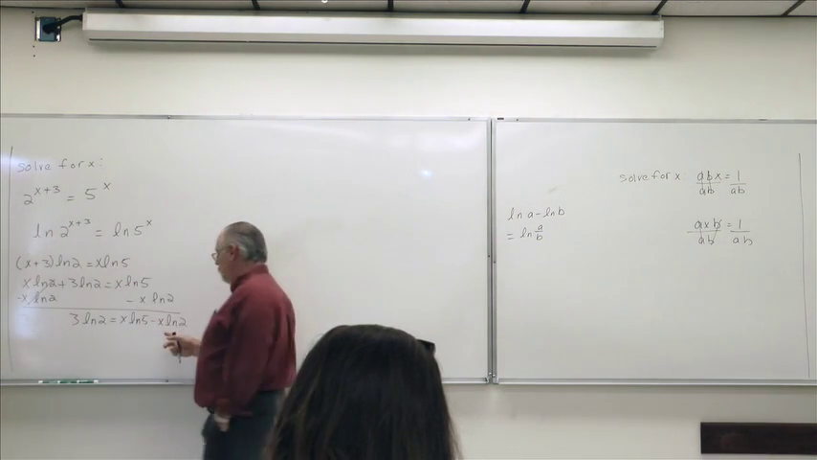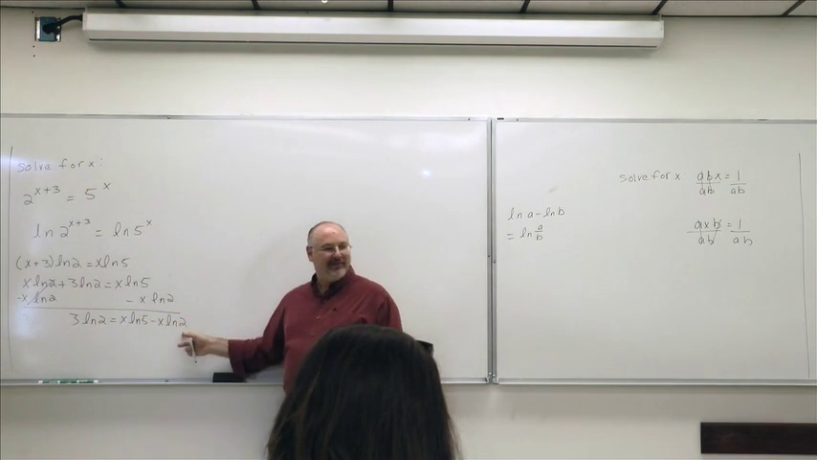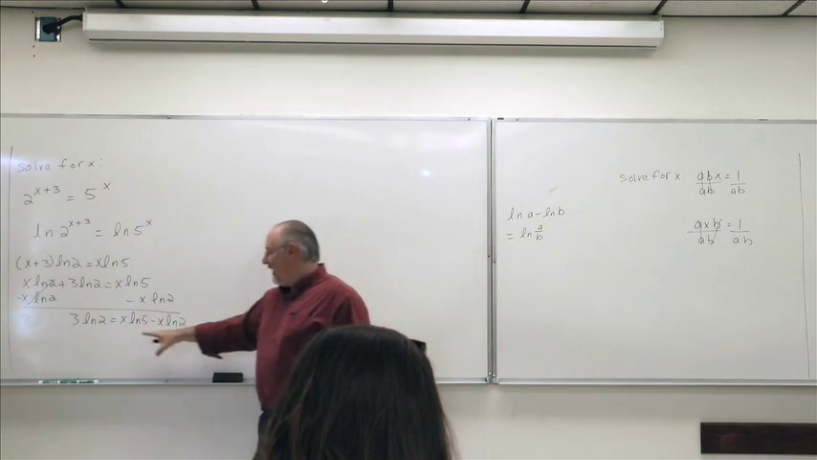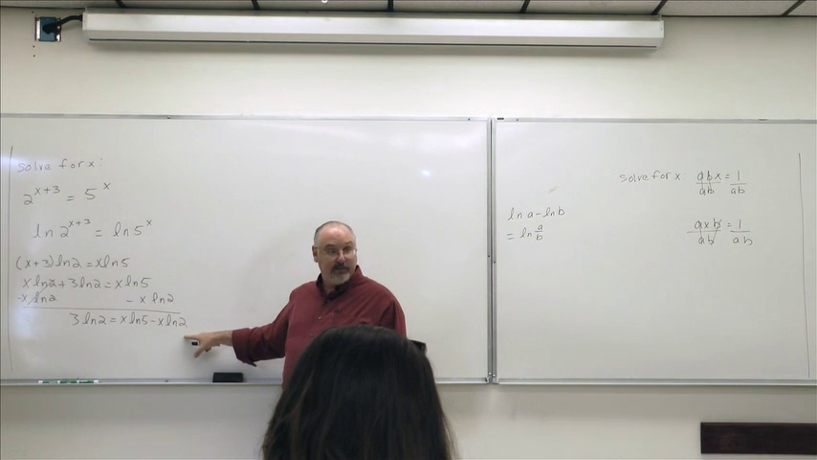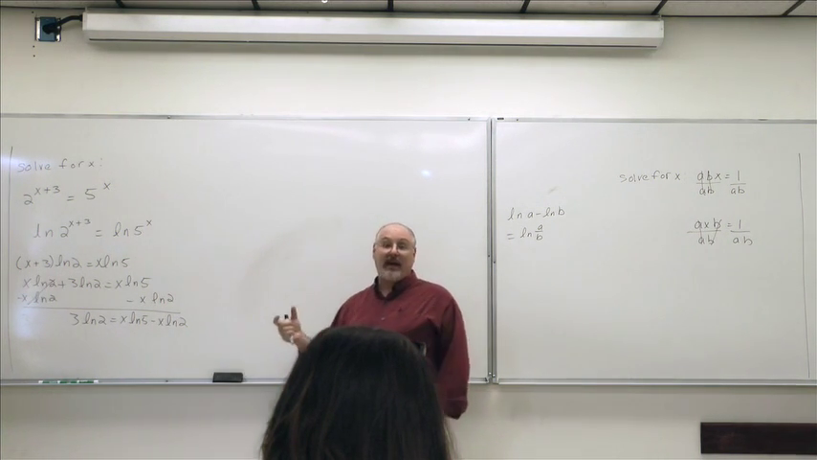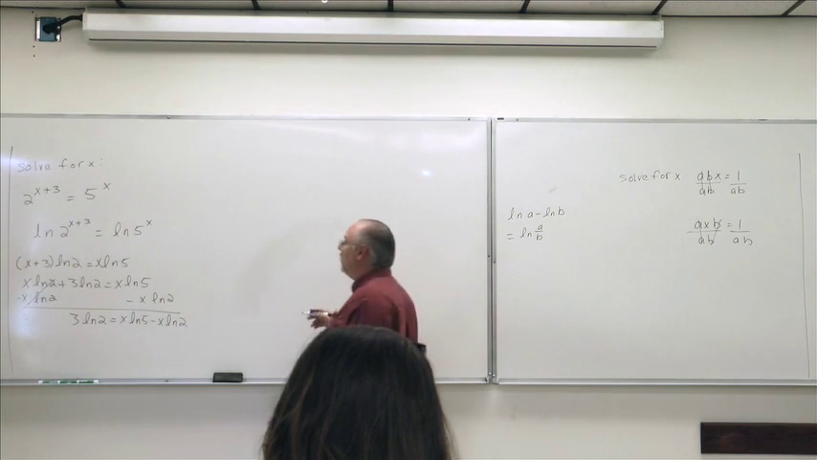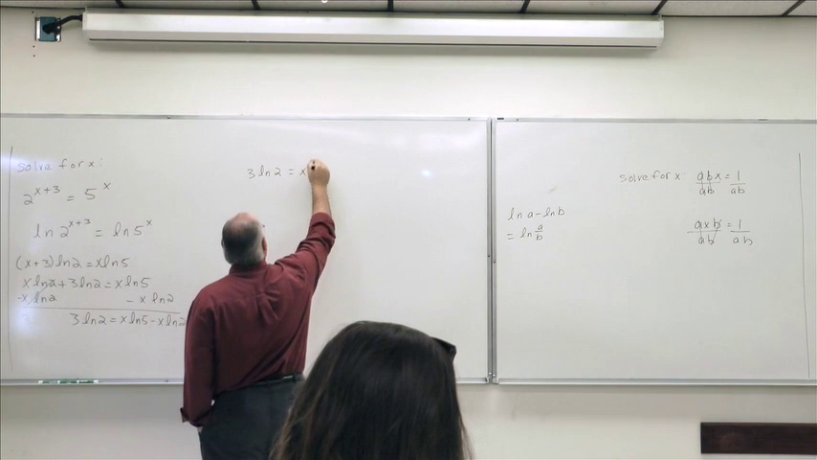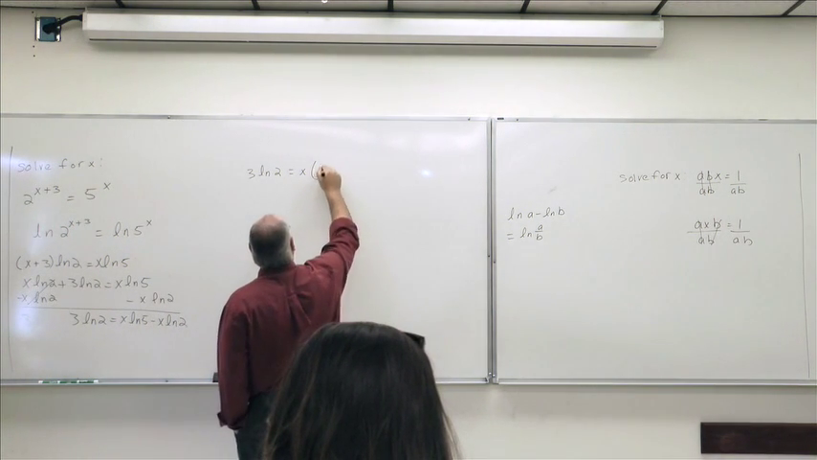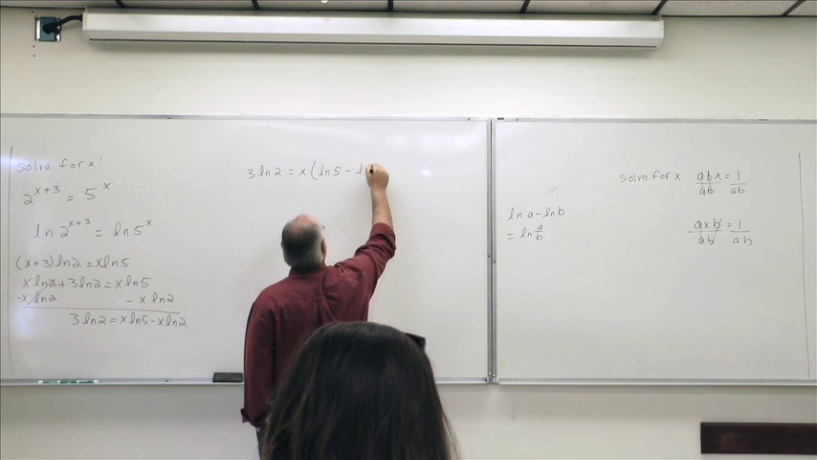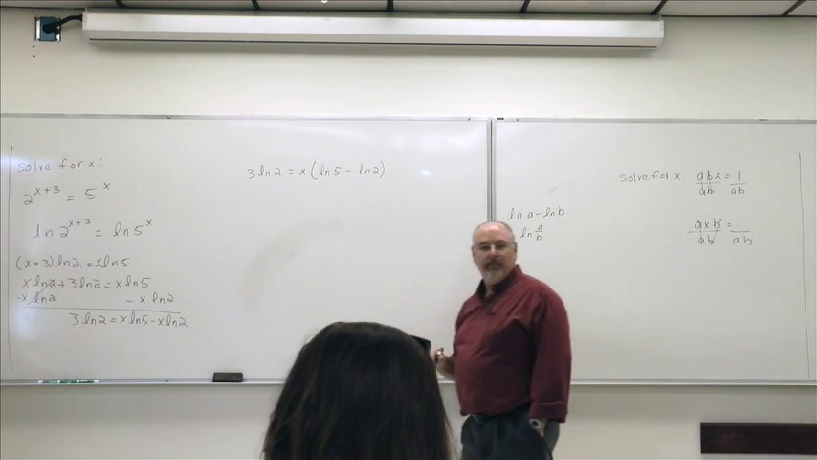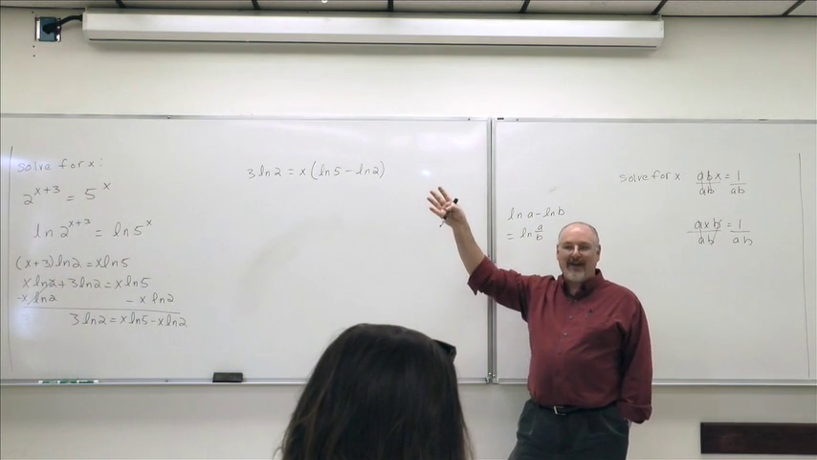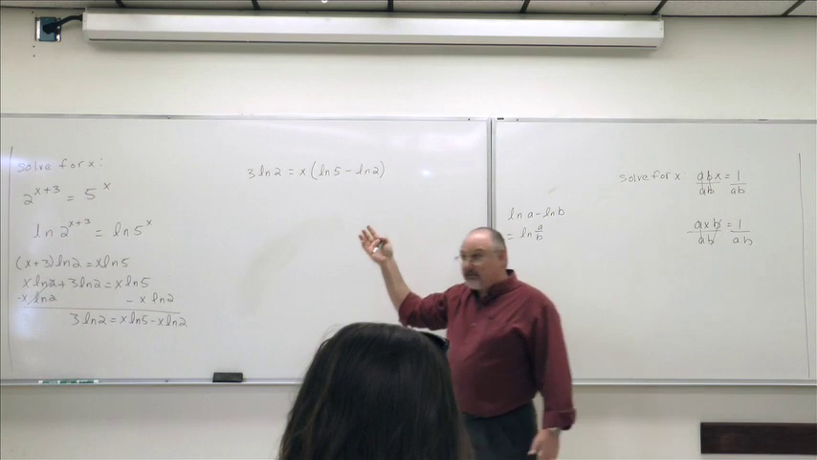Now at this point, these are not like terms, so we can't subtract them. The only way to simplify that is what you alluded to, is to factor out the x from the right-hand side. That's the trick. You have to know the trick. So we get 3 natural log of 2 equals x, and when we factor the x out, we get natural log of 5 minus natural log of 2. Now in this case, again, we had x times something. We solve for x by dividing by that something.